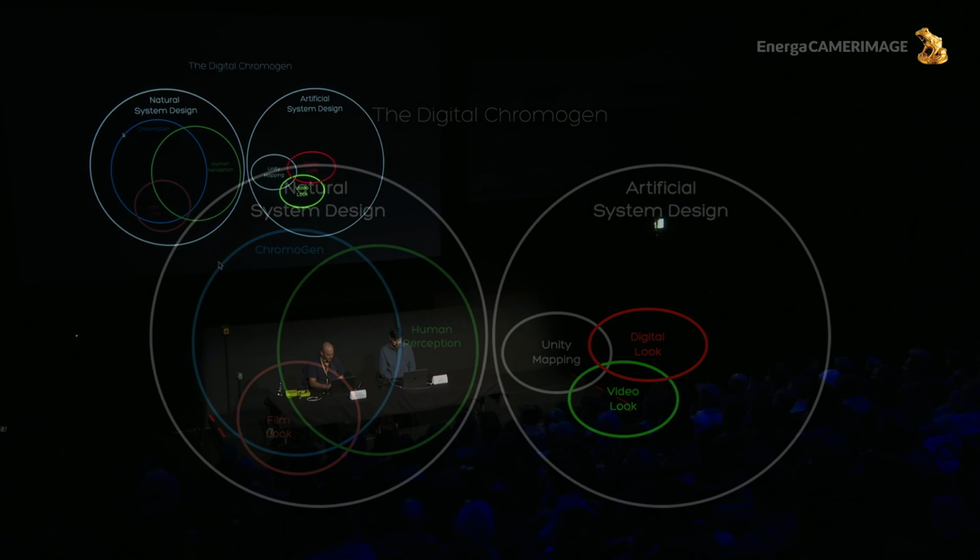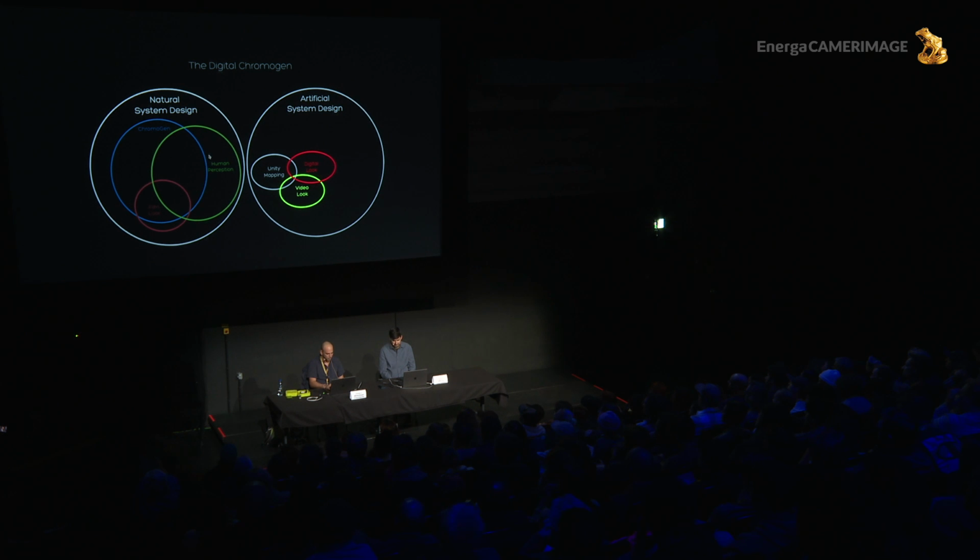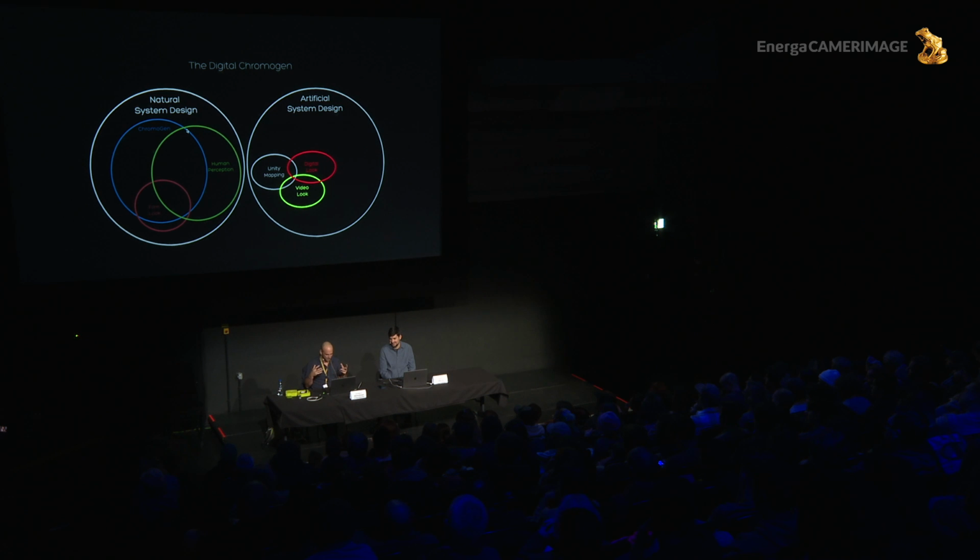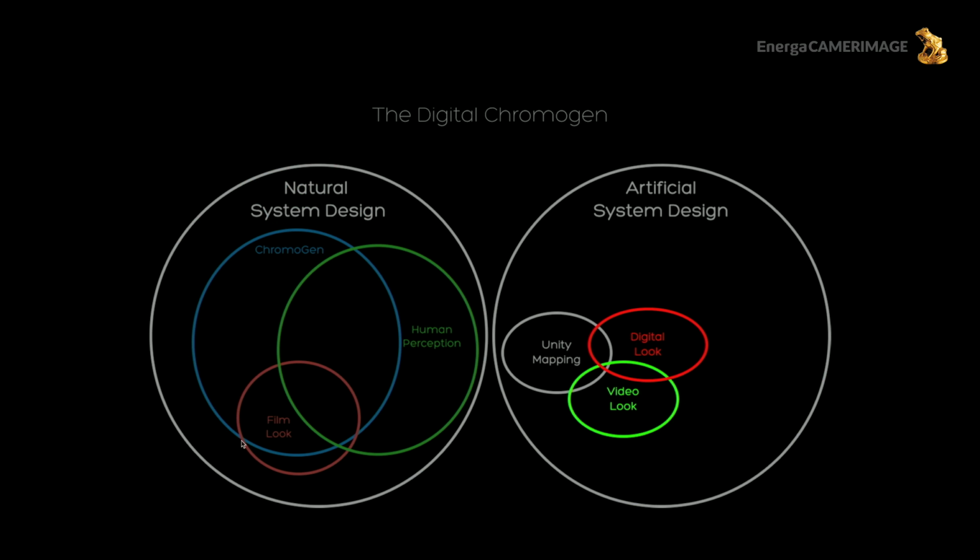So Chromogen is a natural system design which is influenced by the human perception. Of course, it's not a one-to-one fit, because the human perception is so complex, and we have actually no clue about how this actually works. So we were inspired by that, but we are not claiming that Chromogen is a match to the human perception. But we hope there's a big overlap, and there's also a big overlap to film looks, and there might be some looks you cannot produce, which you can produce on film, but there is a great overlap of that.